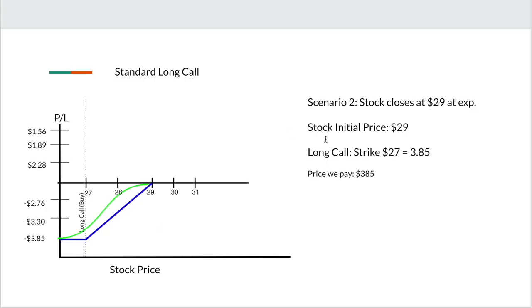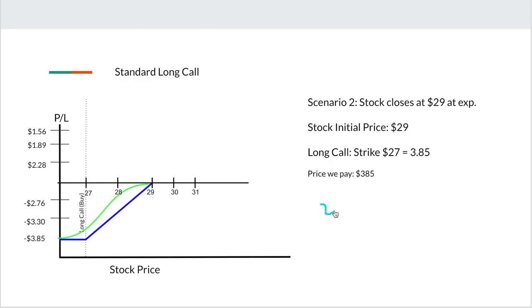So remember, the initial stock price when you first purchased your long call on a standard long call was $29, and you bought a strike for $27. If the stock closes at $29, now you have to do the calculation, and your brokerage does this for you automatically. I just want to show you how it's done by hand.